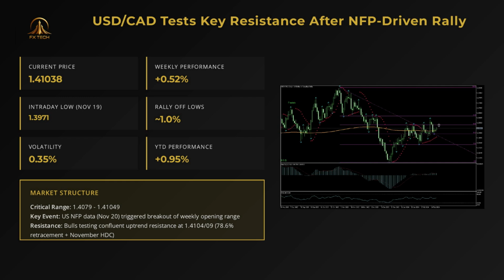The RSI stands at 56, suggesting neutral momentum, while moving averages are strongly bullish with 13 out of 13 showing buy signals. The 50-day EMA crossed above the 200-day EMA in mid-October, forming a golden cross that supports the long-term bullish case. Price action has been characterized by clearly defined ceilings and floors, with 1.4079 acting as the short-term support and 1.41049 as immediate resistance. This tight-range trading reflects market indecision as traders await the next catalyst.